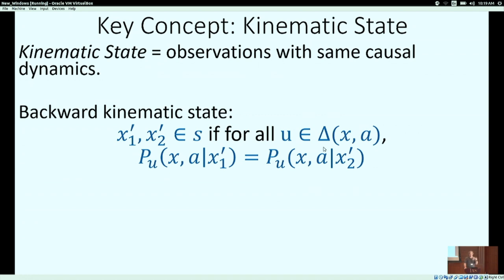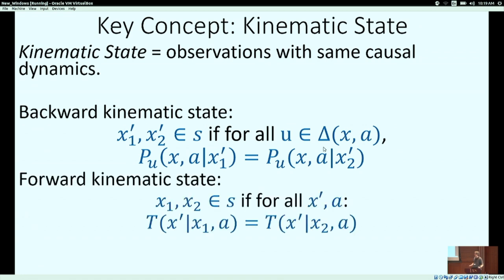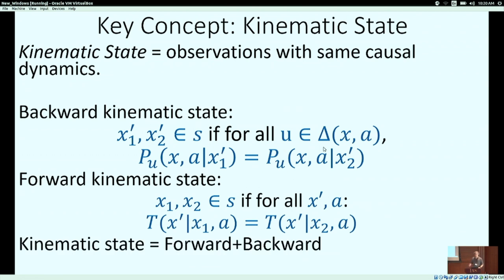We have a distribution over a next state given the state and the action, so it's conditioning the other way. We have some distribution over X and A, which means we can apply Bayes' law to reverse the conditioning. We just want to make sure that no matter what we're conditioning on, we get the same distribution. That's backward kinematic inseparability, or kinematic state. Then we also have forward kinematic state. Here it's a little more straightforward. You have an observation, another observation, and you want the transition structure over next observations to be the same regardless of whether it's x1 or x2. And now kinematic state is both of these together.